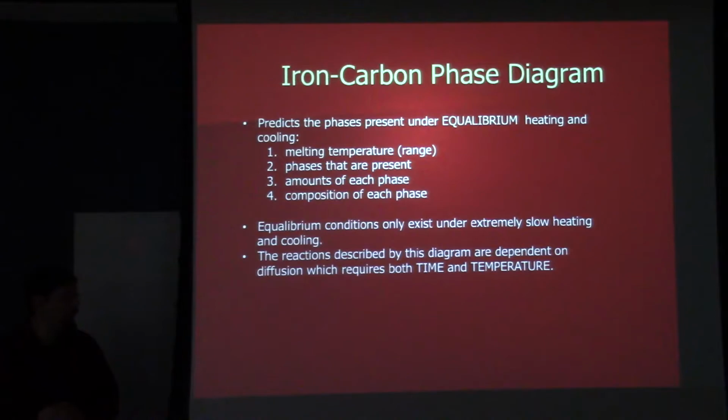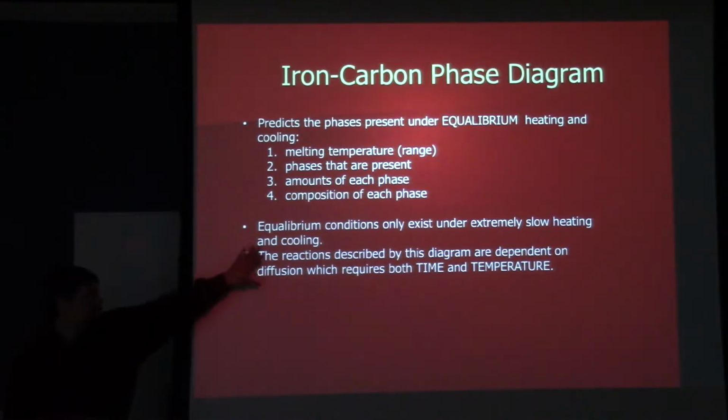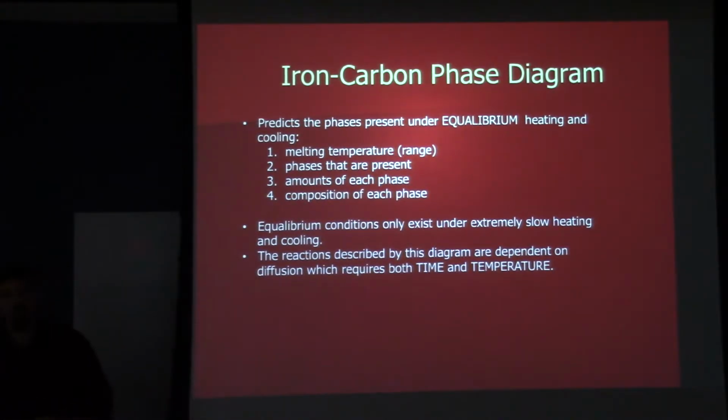Equilibrium conditions only exist under extremely slow heating and cooling. We'll find out later why that's significant. And then the reactions that we see in this diagram are dependent on diffusion, which requires time and temperature. So that's very important to remember. The iron-carbon phase diagram is a fantastic tool, very helpful, but it is dependent on these two things.